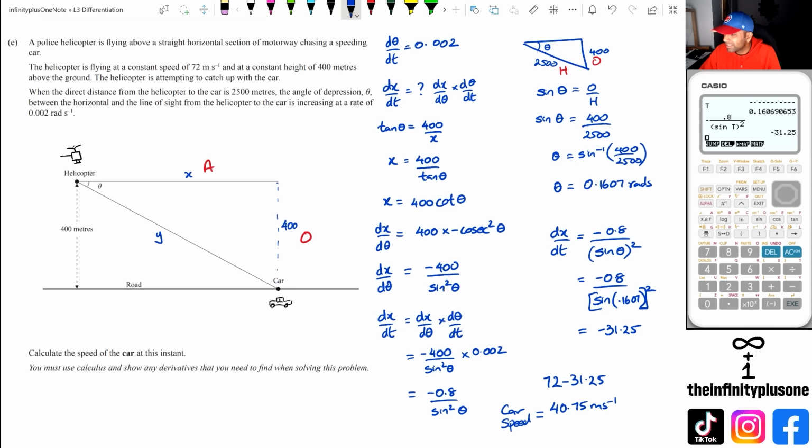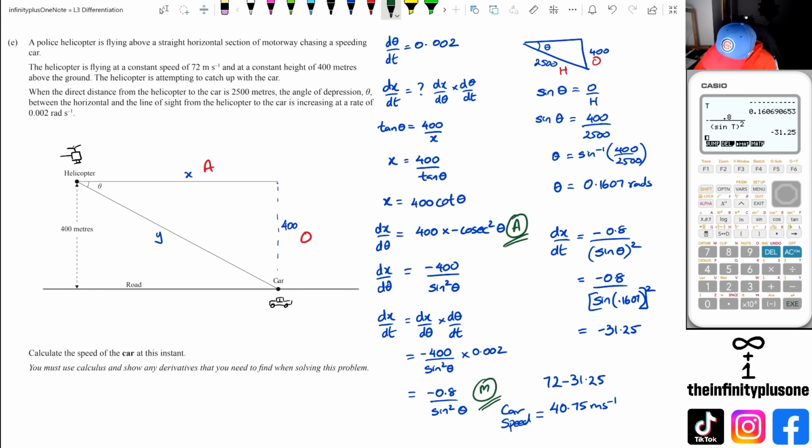Tough question in terms of how much work you need to do, but it is what it is. So dx d theta is achieved. Dx d theta, where is that? Dx d theta is achieved, so that's going to be there. For merit, you've got dx dt, so this is merit.